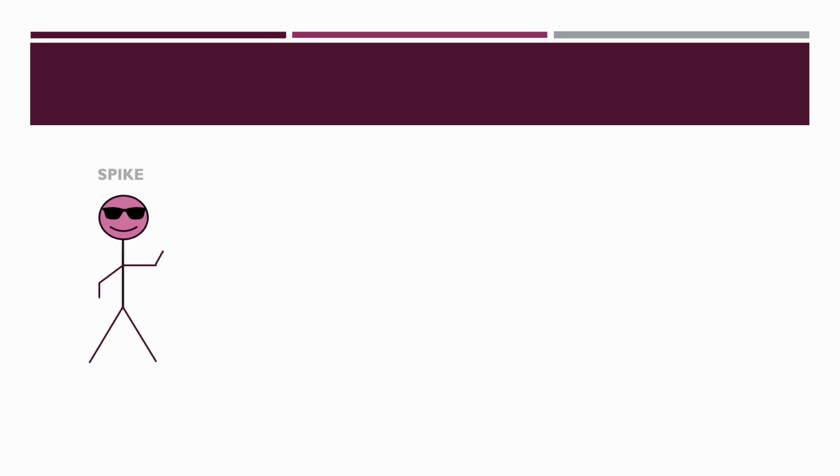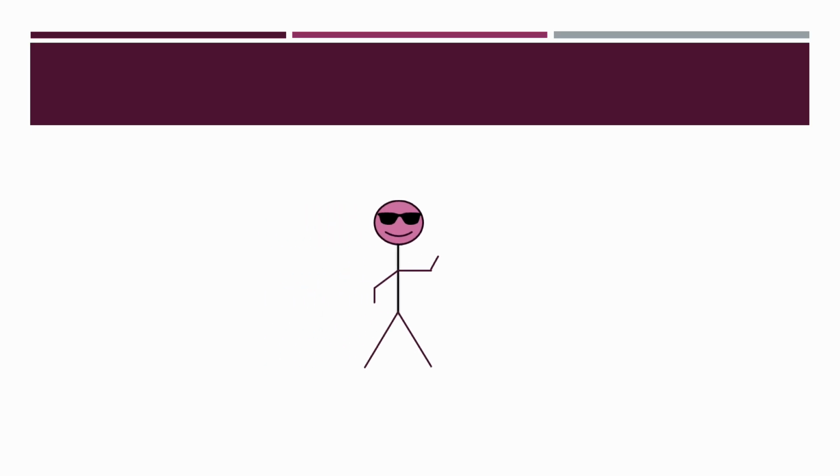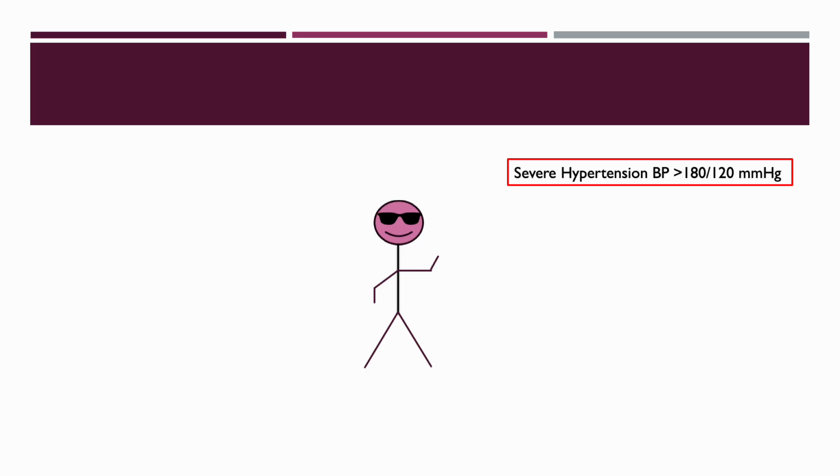Finally, we have our third patient. Let's call him Spike. So Spike comes to our clinic with severely elevated blood pressure. His blood pressure reading is 195 over 125 millimeters of mercury. So as per the AHA classification, Spike has severe hypertension.